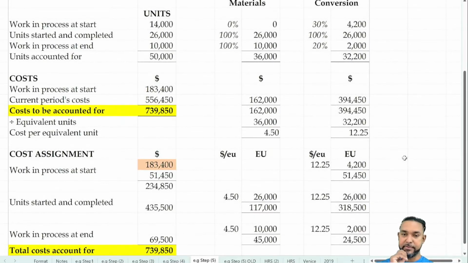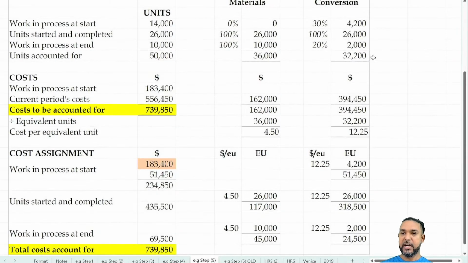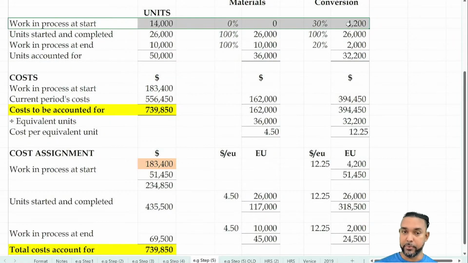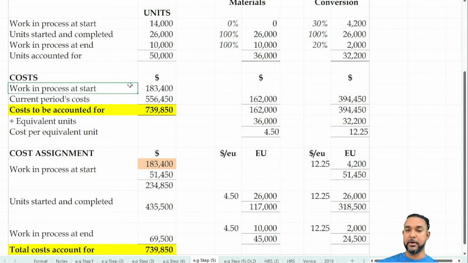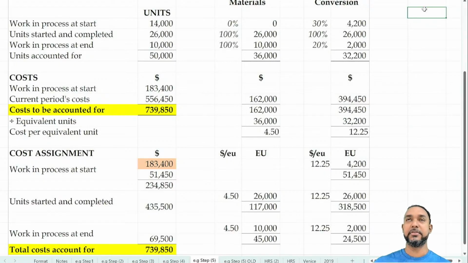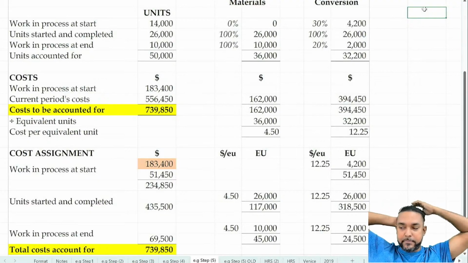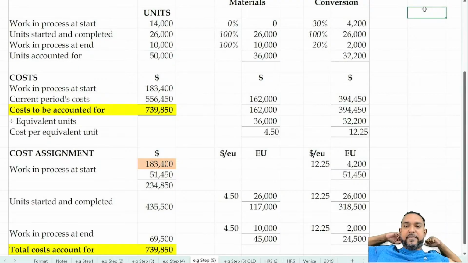Right, so that is the FIFO, first in, first out method of process costing. As you can see, the most significant difference between this and the weighted average is the treatment, and the accounting for the work in process at start with respect to equivalent units and for the costs, right? So you can probably see why I said when I realized the weighted average cost method was simpler, I started to like that one better. But the FIFO was the one I learned first, so I was more accustomed to it. But you get a hang of it as you go along.